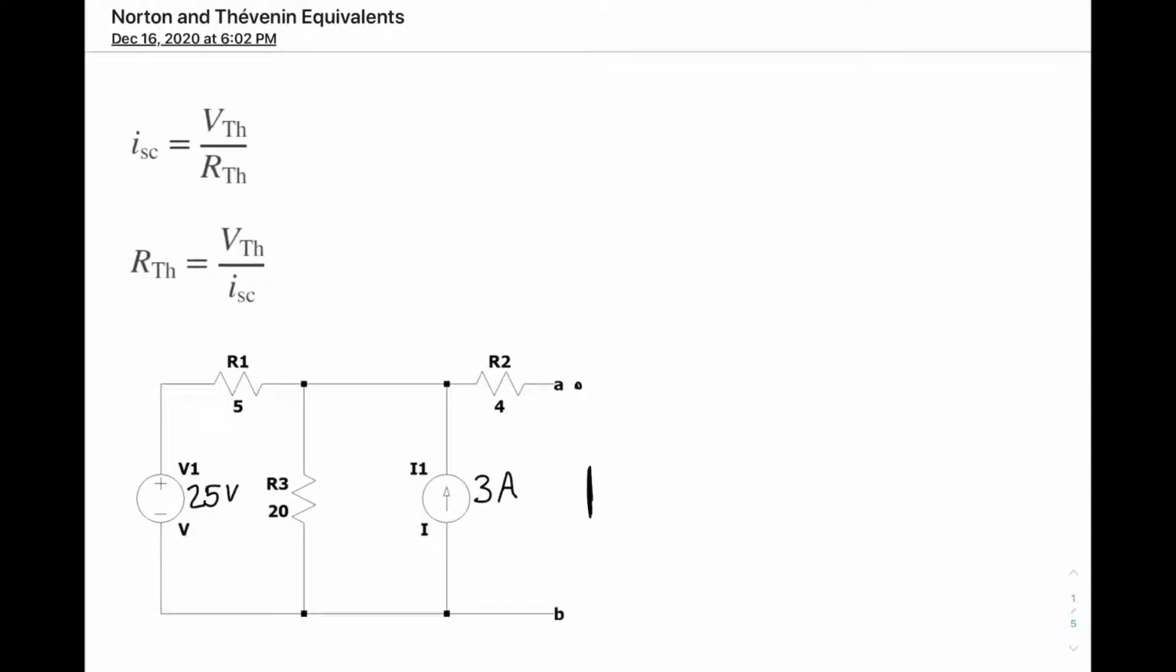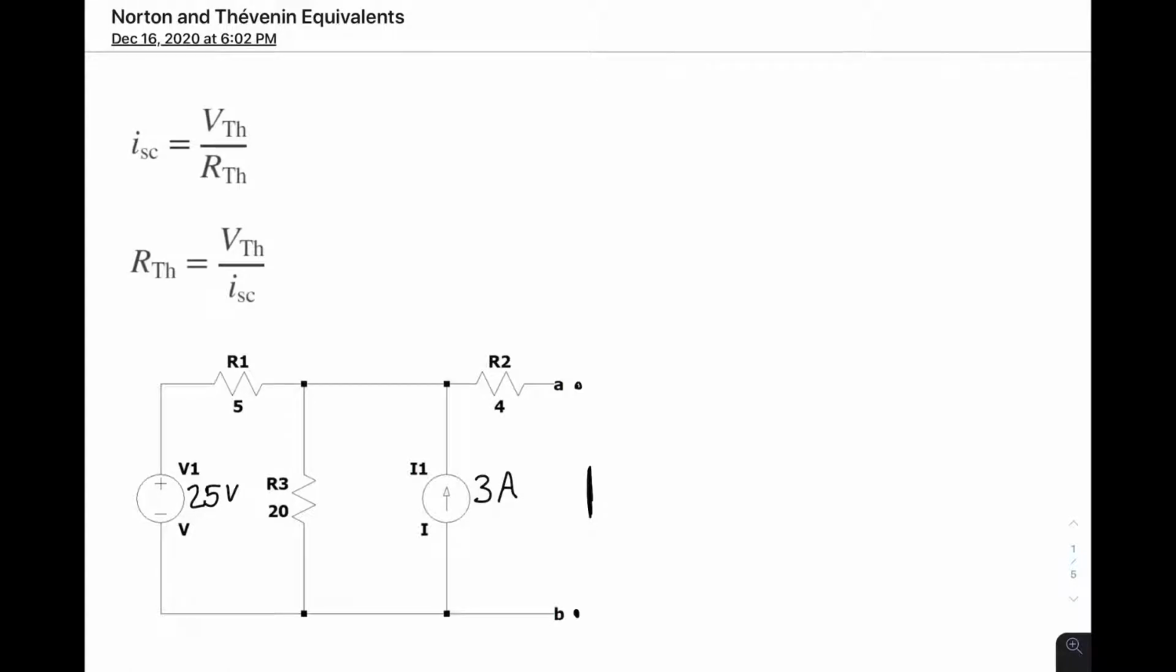terminals of the load. To represent a circuit by its Thevenin equivalent, we must first determine the Thevenin voltage, VTH, and the Thevenin resistance, RTH. To accomplish this, we simply calculate the open circuit voltage, or when the load resistance is infinitely large.